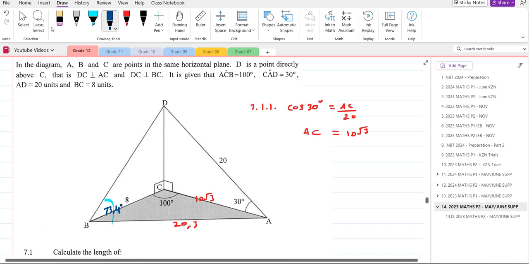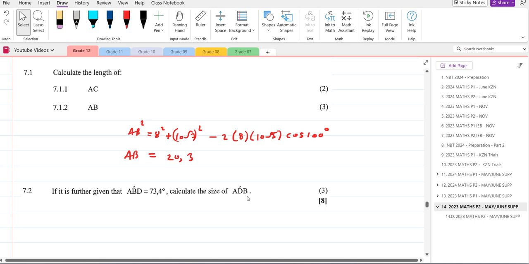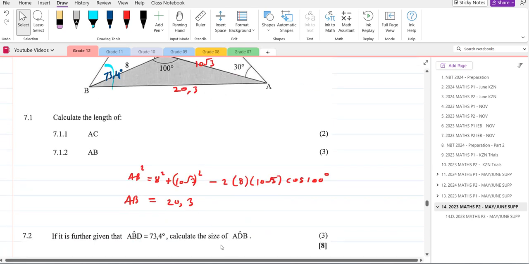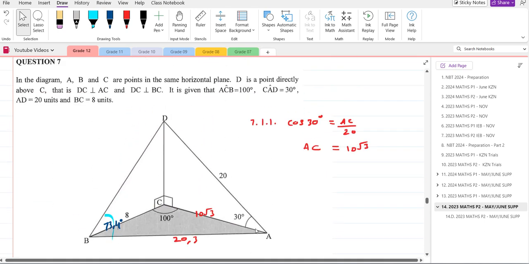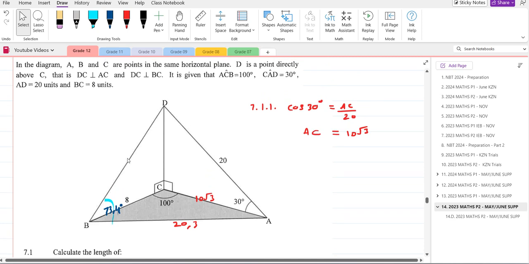Alright, that entire angle is 73,4. Calculate the size of ADB. So we want to calculate the size of ADB. And calculate that size, ADB. How are we going to calculate that?